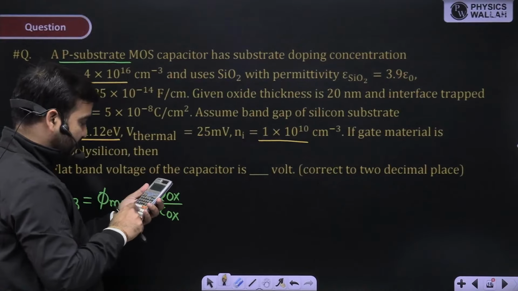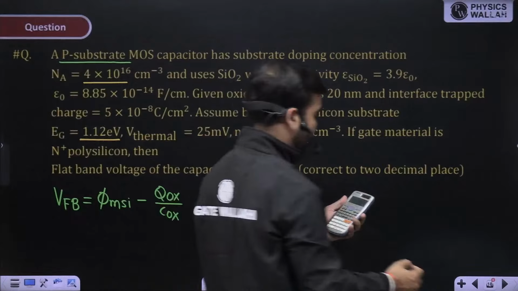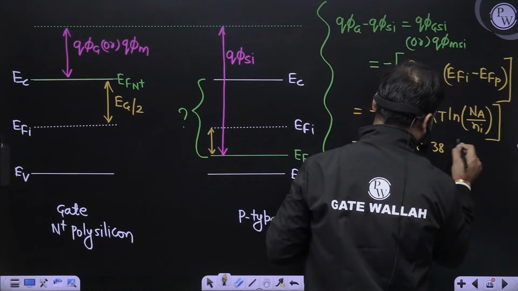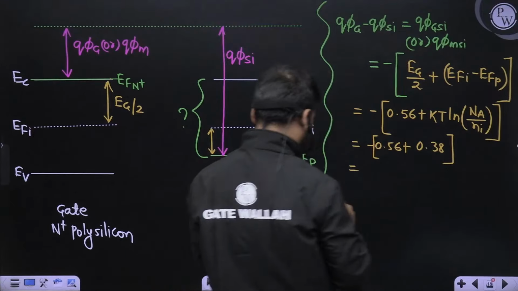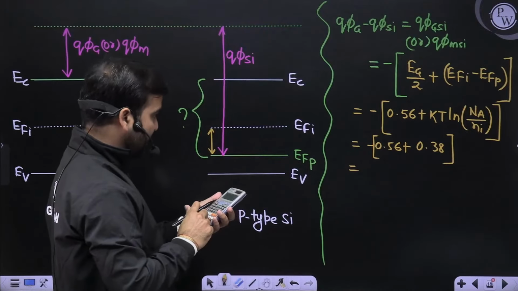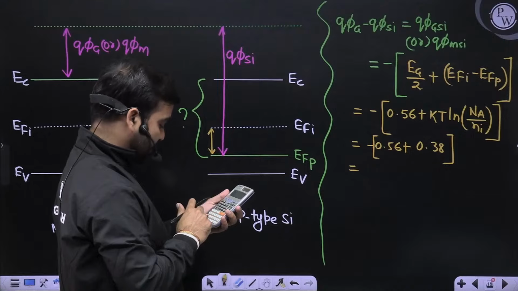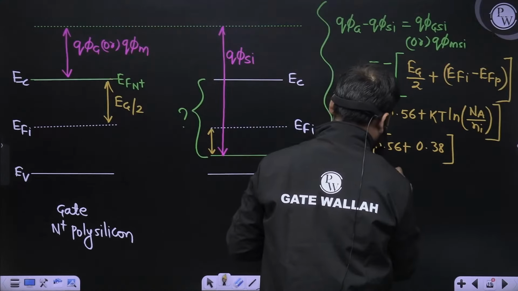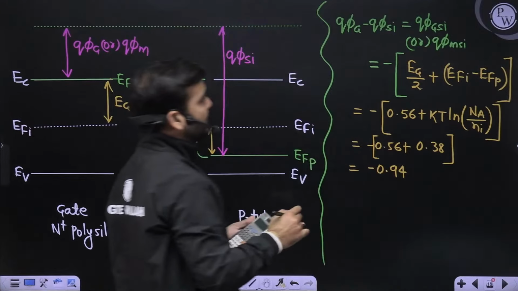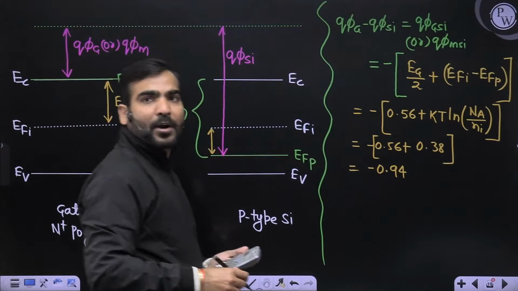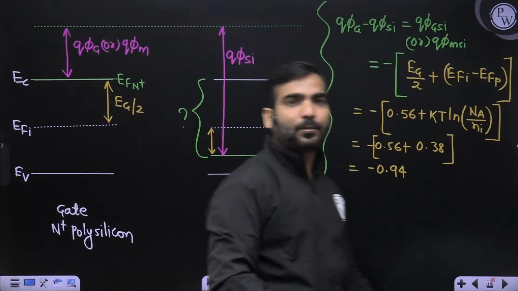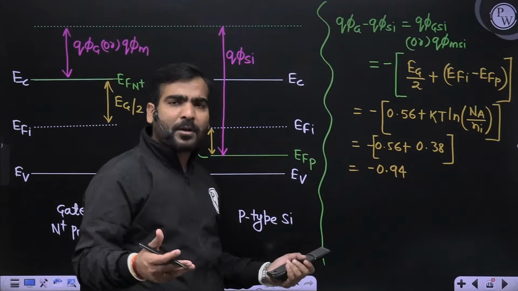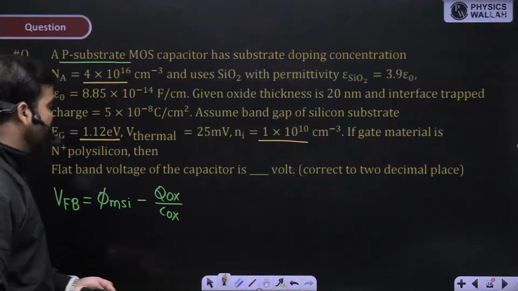So this EFI minus EFP is 0.3800. Let me write over here 0.3800. Now if we add these two, so it is minus, 0.56 plus 0.38, and this is nothing but 0.94, minus 0.94. This much is the difference. Minus 0.94. You can say in electron volt if you are talking about the energy, or in the voltage form you can write volt. So this is the work function difference. So this term is over.